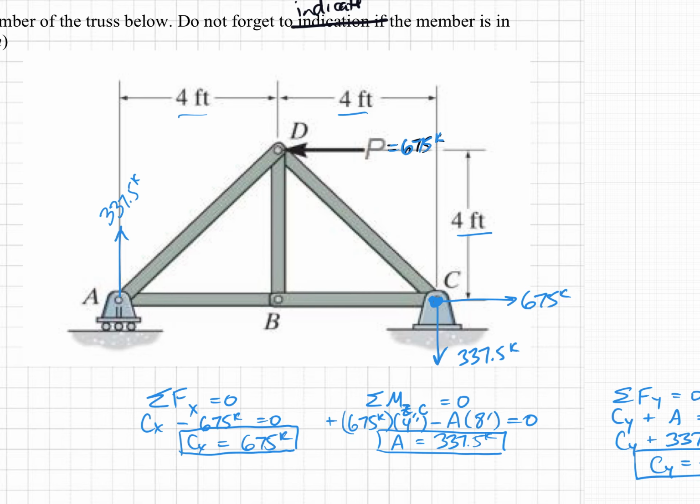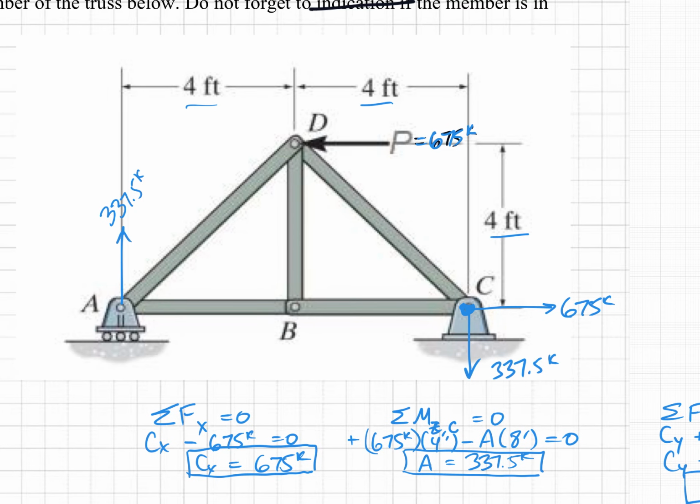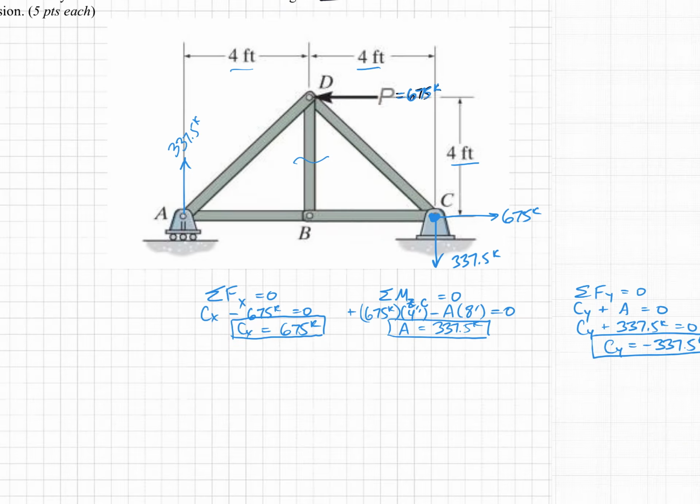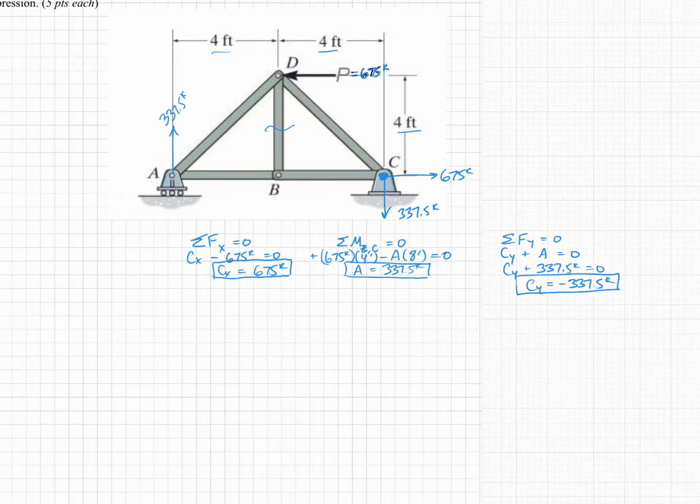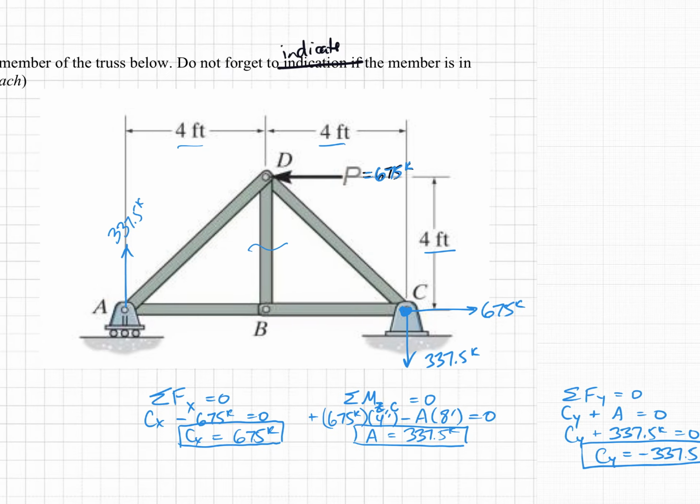One thing we want to note right off the bat without doing any work is that this is the zero force member right here. How do I know? Because if we look at joint B, it's the only force in the y direction. If I sum forces in the y direction on B, it comes out to BD equals 0, because there's nothing else there. So right off the bat, BD is 0. That greatly simplifies things.